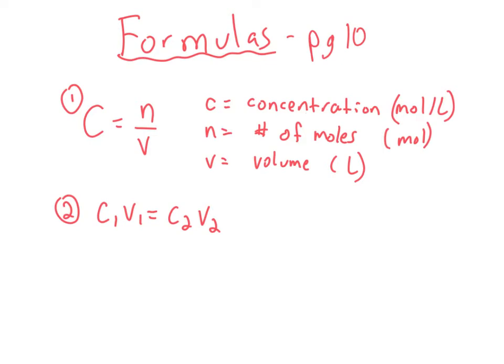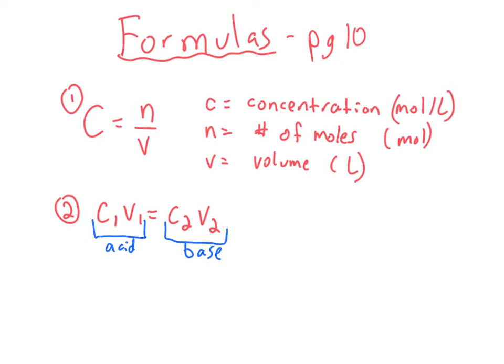The second formula is written either as C1V1 equals C2V2, or in your data booklet, CiVi equals CfVf. But ultimately, what I want you to think about when you're looking at this formula is that this side will be your acid, and this side will be your base. As long as you make your C1V1 together your acid and your C2V2 together your base, you'll find that these questions come together a lot easier.